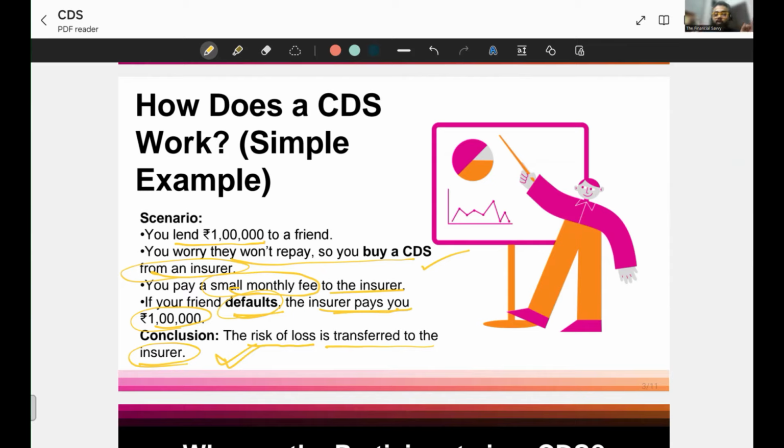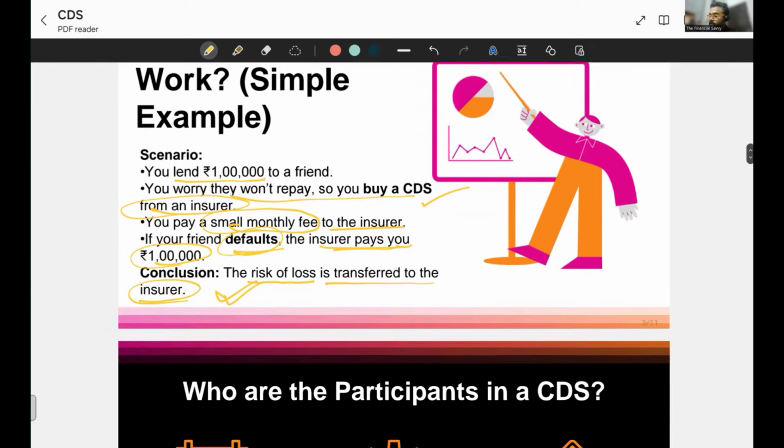It can be monthly, it can be quarterly, it can be annual, it depends, case to case. But against a monthly fee, you are just transferring your risk to another insurance company. Here the insurance company can be a different sort of organization. Here we took the example of a bank. You are just transferring the default risk to the bank against a monthly fee. So that's how the CDS works, right? That's the example I have now explained to you.